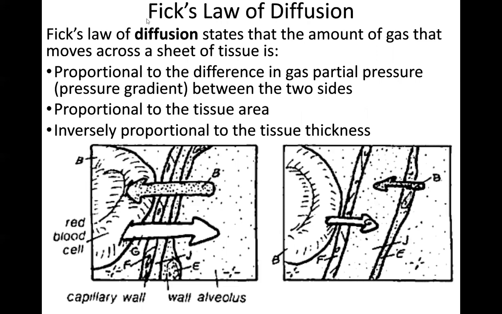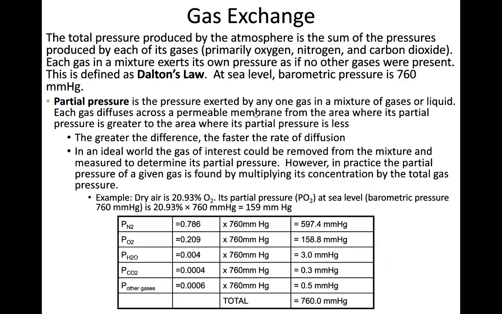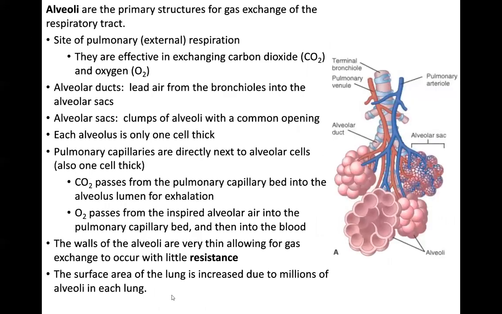Fick's law of diffusion states that the amount of gas that moves across a sheet of tissue is proportional to the difference in gas partial pressure, or the pressure gradient between the two sides. So in other words, the bigger the difference between the two sides, the better diffusion occurs because it's proportional. It's proportional to the tissue area, which we just learned. Our lungs have a very high surface area because they have millions of alveoli.